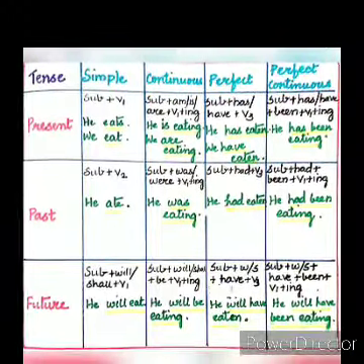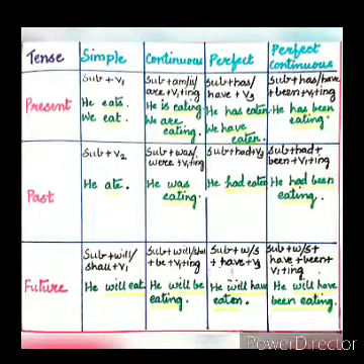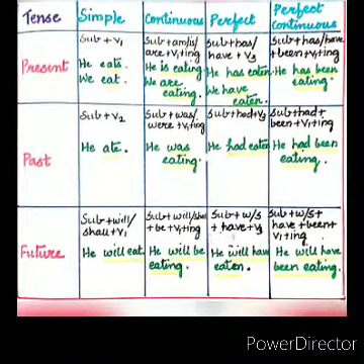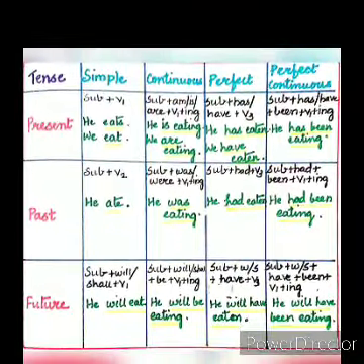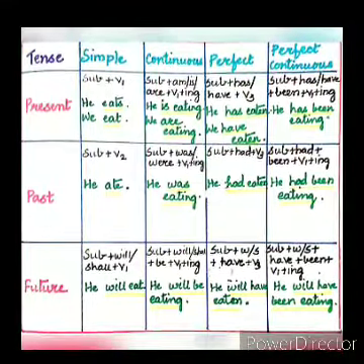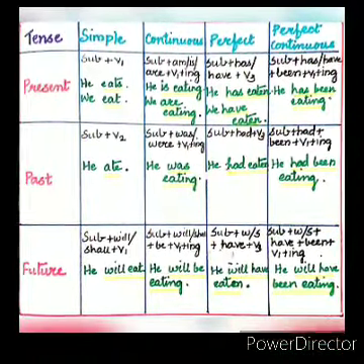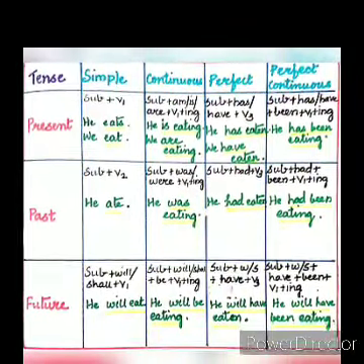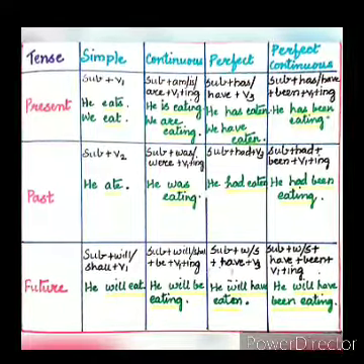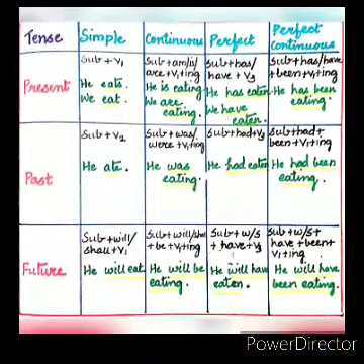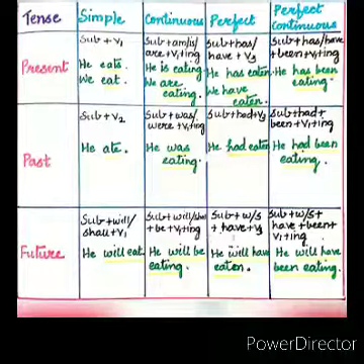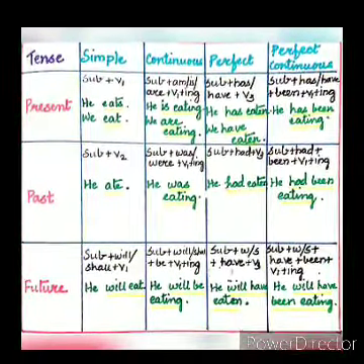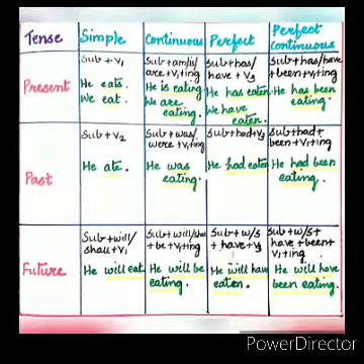Present perfect tense, perfect itself means has, have, and had. Here for present perfect tense you have subject plus has or have plus verb 3. Then comes present perfect continuous tense, where subject plus has or have plus been plus verb 1 plus ing is used. Then comes simple past tense, where subject plus verb 2 is used.